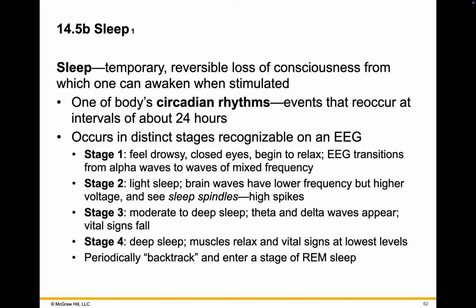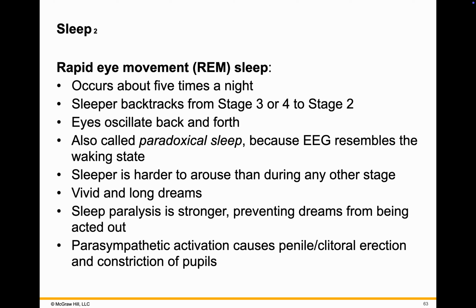That rapid eye movement, or REM sleep, occurs about 5 times a night. The sleep backtracks from stage 3 or 4 to stage 2. The eyes oscillate, move back and forth. It's often also called paradoxical sleep because the EEG resembles a waking state.